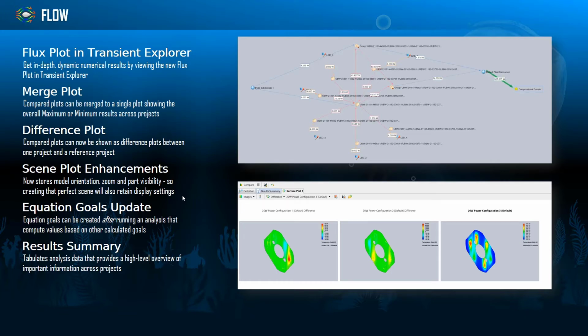In previous versions, to get the goals, that is equation goals also, we needed to rerun the study, but in 2022 this is automatic. So you just need to select the equation goal and select the plots which you want to add, and it will automatically solve and give the results. In compare results, we have the result summary which has all the important information about the project. So we'll see all these steps inside the hands-on session now.